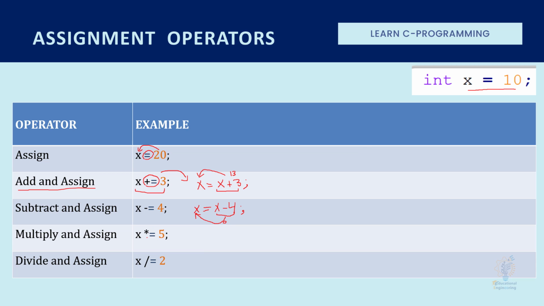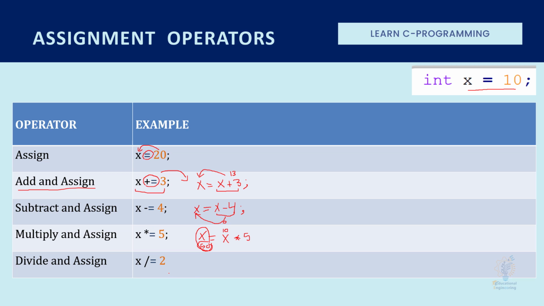Now going here, x equals x multiplied by 5. The original value of x is 10. 10 multiplied by 5 equals 50. So x will equal 50. This will be the new value of x.